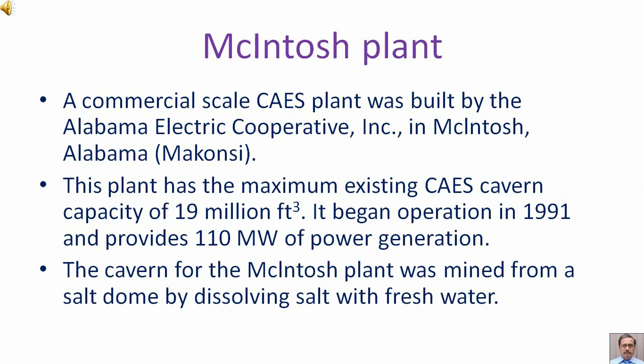McIntosh plant. A commercial scale CAES plant was built by the Alabama Electric Cooperative Incorporated in McIntosh, Alabama. This plant has the maximum existing CAES cavern capacity of 19 million cubic feet. It began operation in 1991 and provides 110 megawatts of power generation. The cavern for the McIntosh plant was mined from a salt dome by dissolving salt with fresh water.